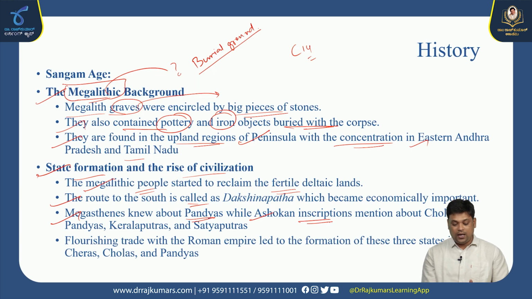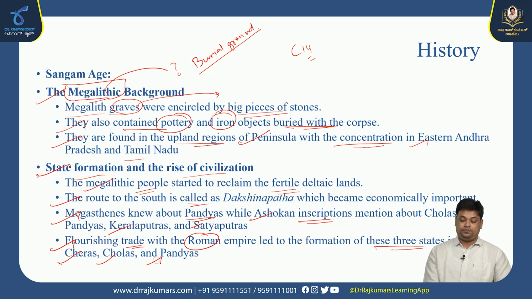The megalithic people knew about the Pandyas, who were inscribed in the Ashokan inscription, and it also mentioned the Cholas, Pandyas, Keralaputras and Satyaputras. These are all the dynasties who ruled over the southern peninsula, and they were mentioned in the inscription of Ashoka. Flourishing trade with the Roman Empire led to the formation of the three important states of the southern peninsula, popularly known as Cheras, Cholas and Pandyas.